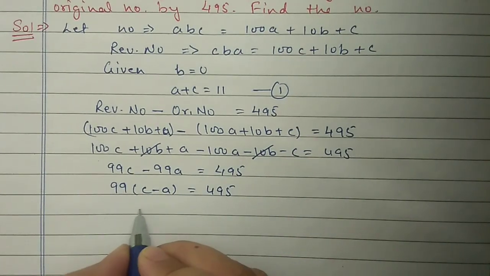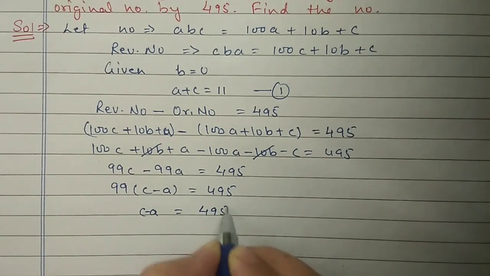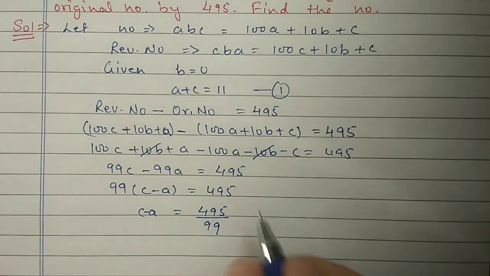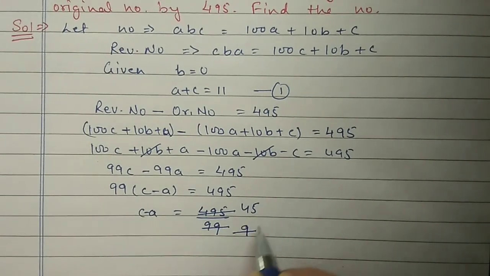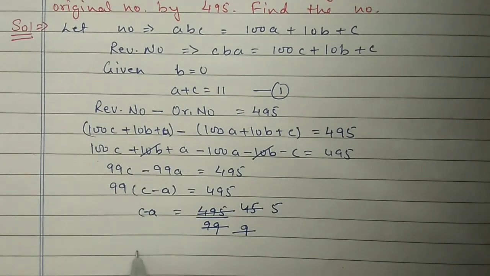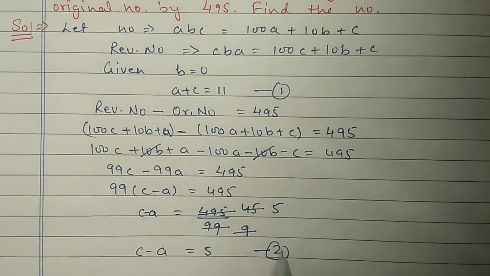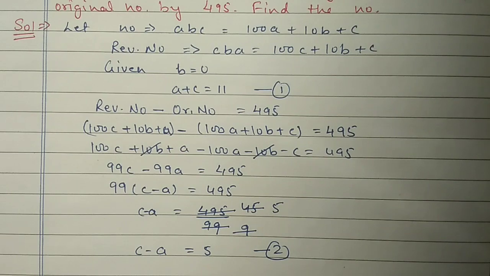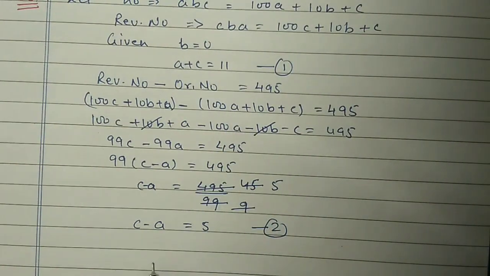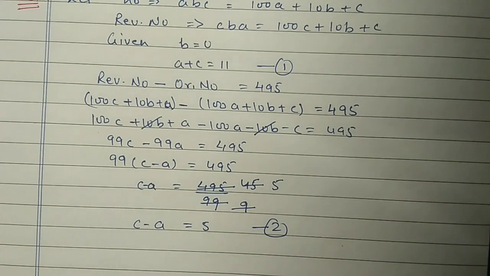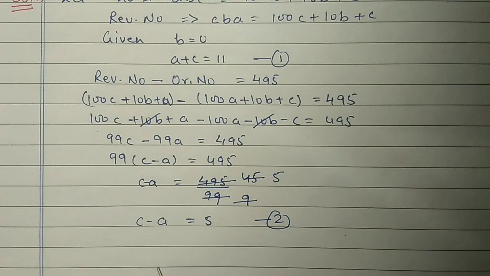Now this 99 we shift to the other side. C minus A is equal to 495 by 99. Cancel out with 11 table, 11 4s are 44, and 5 times, 11 9s are 99, then 9 5s are 45. So we are getting here C minus A is equal to 5. This is the second equation. Now with the help of these two equations, one condition is given A plus C equal to 11, second condition is given C minus A equal to 5. With the help of these two, we have to find out the value of A and C.